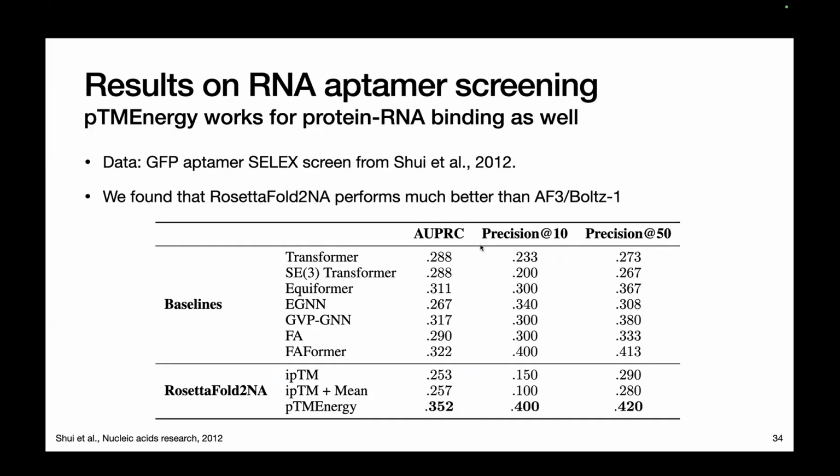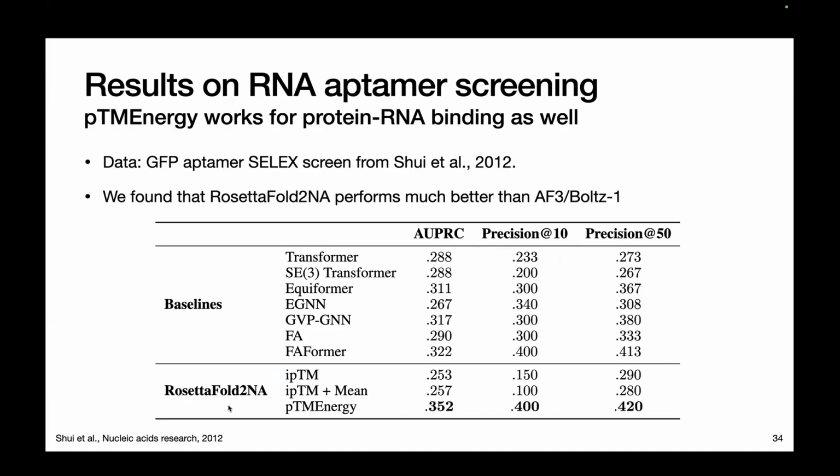We also looked at whether this can be useful for RNA design as well, which we'll talk about a little bit later. We can use that to predict the binding. So here we took a GFP aptamer data set identified by a Cell-SELEX screen. From this 2012 paper, they have a bunch of RNAs that can bind to this GFP, and a bunch of others that can't.